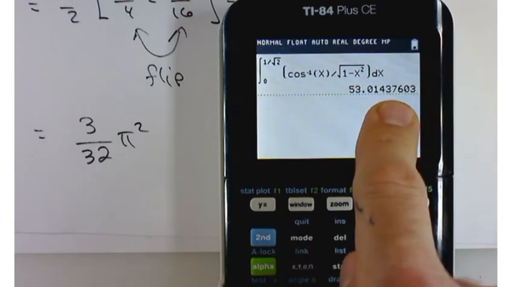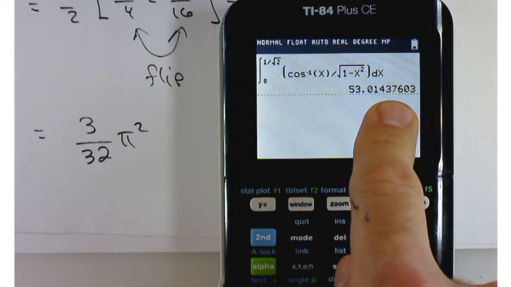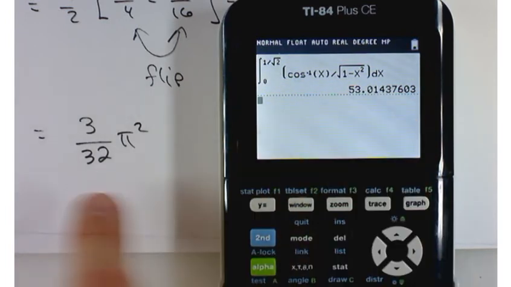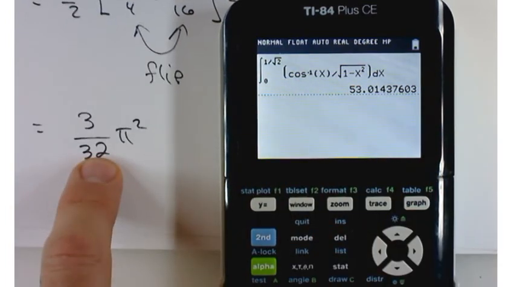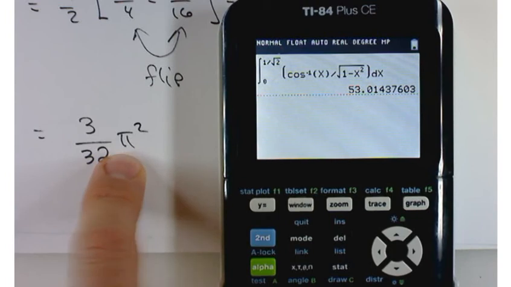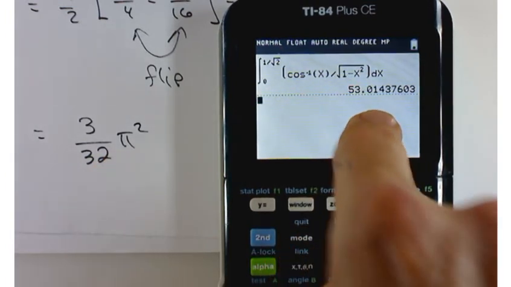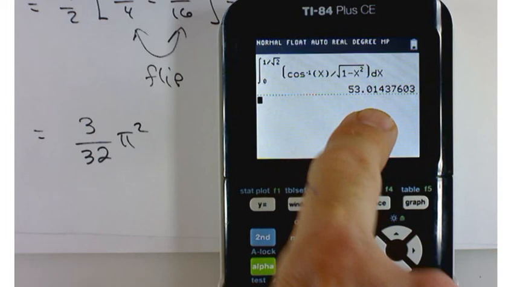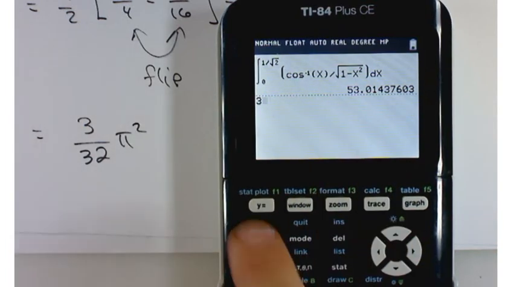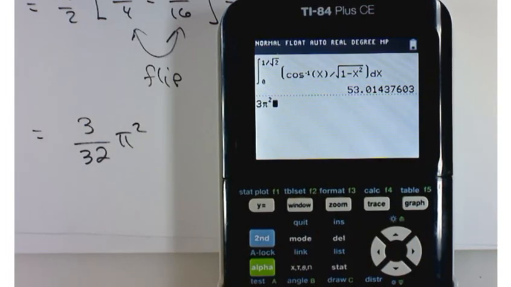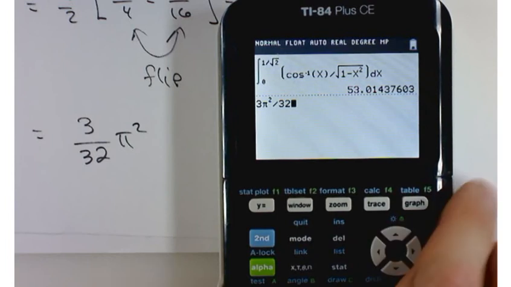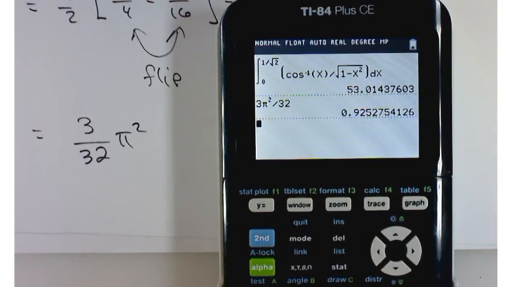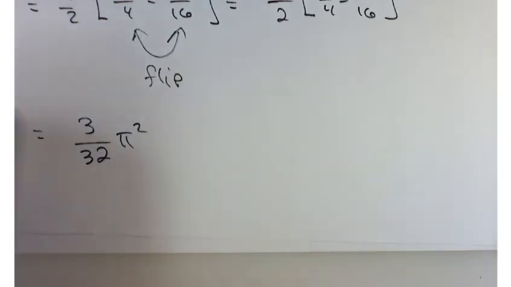No, this one won't be a fraction. That doesn't look... Let's see, pi squared 27. No, those don't look right. They don't look like they match. Let's see. So 3 pi squared divided by 32. No, they're not matching. All right. So what's wrong here?